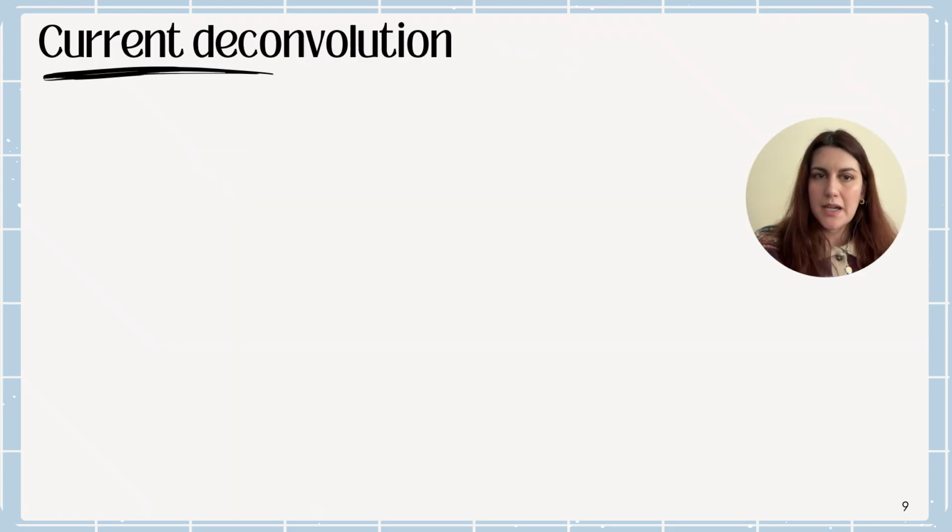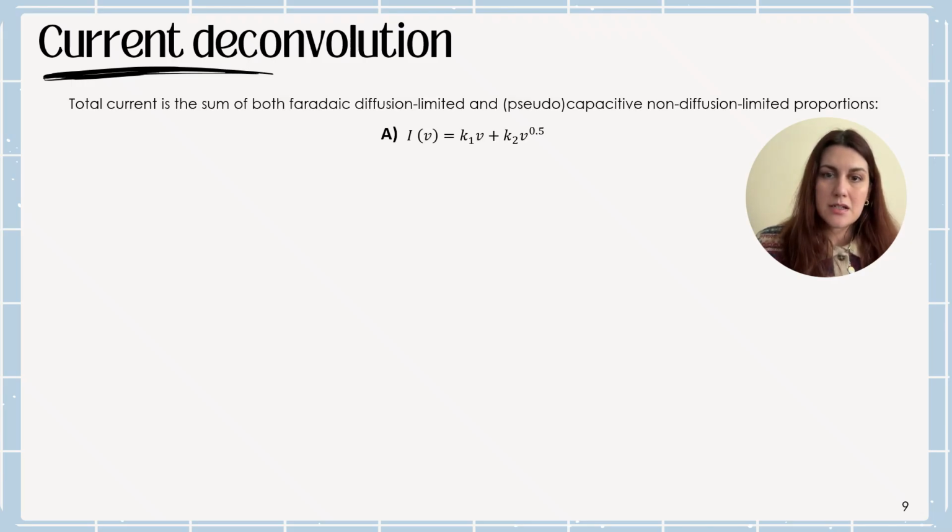So charge storage mechanisms can be quantified via various methods. One of these is the Dunn method, where the total current can be deconvoluted to the relative contributions of each charge storage mechanism. This can be achieved by acquiring cyclic voltammetry or linear sweep voltammetry curves at various scan rates. So the total current is essentially the sum of both Faraday diffusion limited and pseudocapacitive non-diffusion limited plus capacitive proportions, as described by equation A.